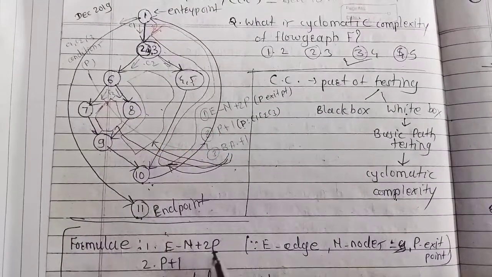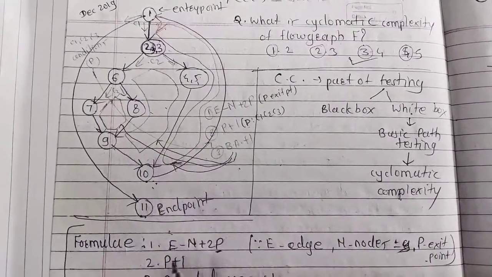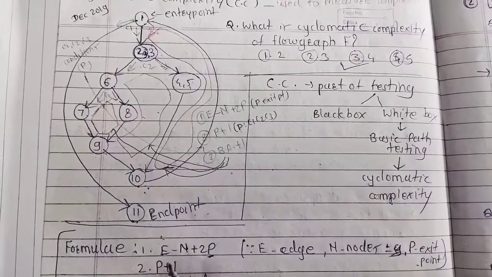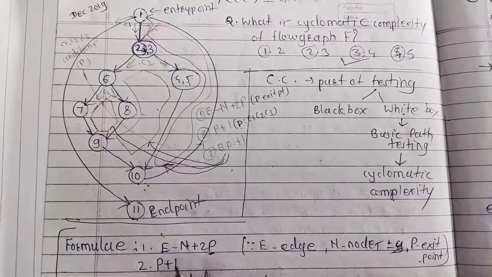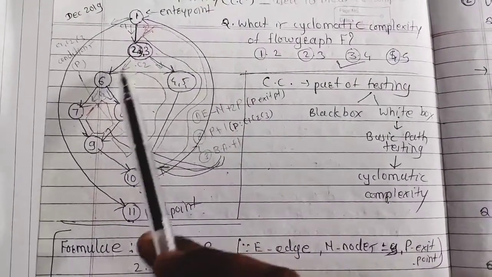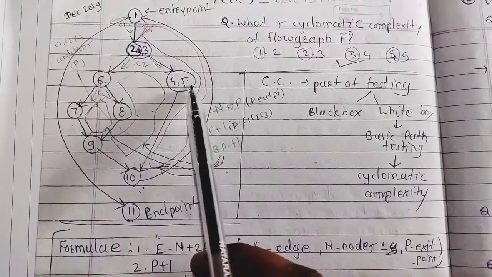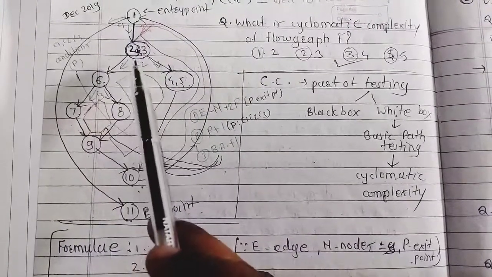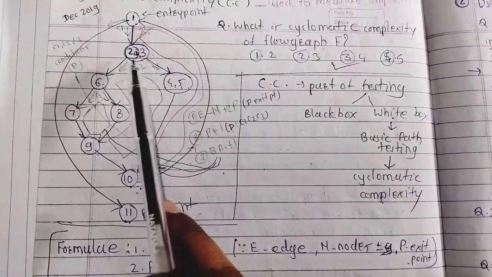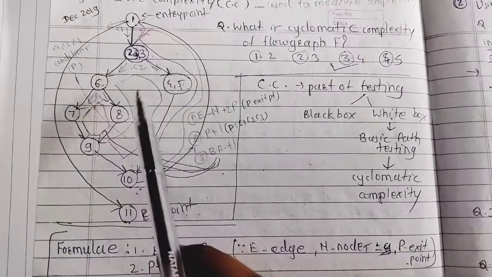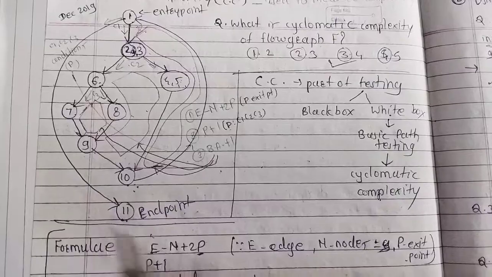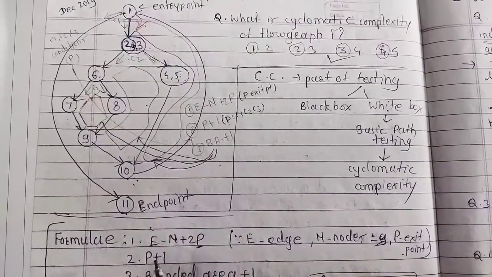What is p here? The earlier p was the exit point, but this p is the predicate nodes. What are predicate nodes? Predicate nodes are also called condition nodes. Condition nodes mean if else. If this is true, the flow goes from this side, else from this side. So condition nodes are like this, with two children. In the first formula p is the exit point, here p is the predicate nodes.